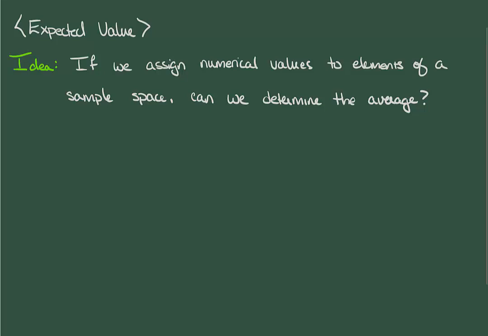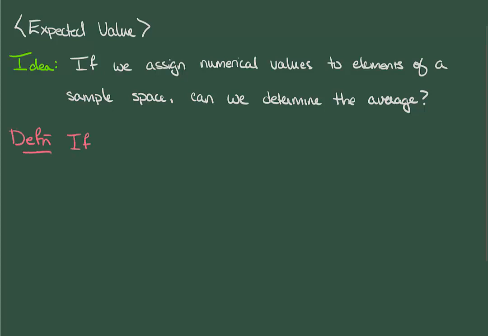Now let's look at the case when we assign numerical values to elements of our sample space and want to compute statistics from this. A useful statistic is the average, so let's examine whether we can compute the probabilistic average of these numerical outcomes. We'll start by figuring out what it means to assign numerical values to sample space elements.